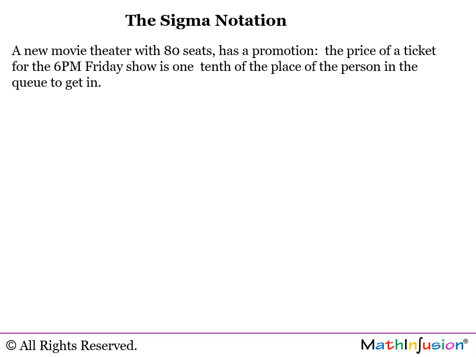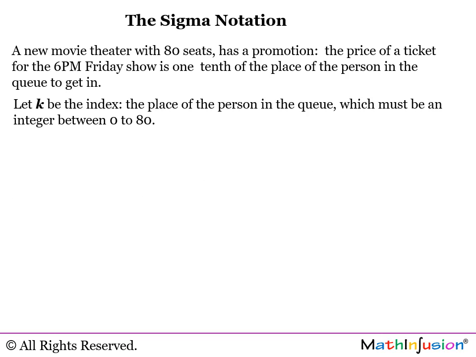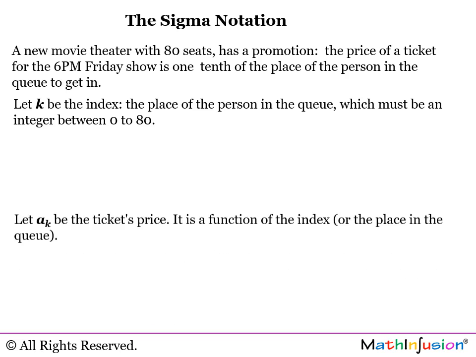A new movie theater with 80 seats has a promotion. The price of a ticket for the 6 p.m. Friday show is 1/10 of the place of the person in the queue to get in. Let k be the index. The place of the person in the queue, which must be an integer, is between 0 and 80.